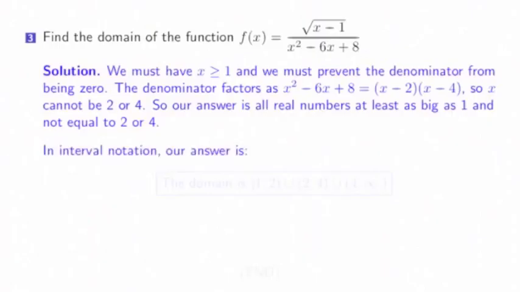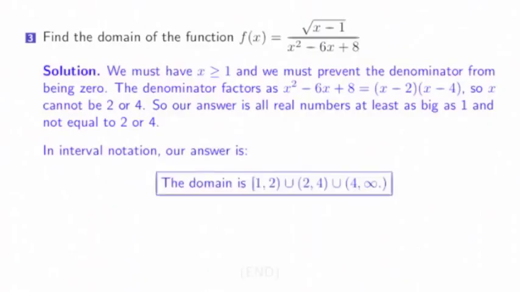In interval notation, our answer is this expression. It's the union of three intervals. The first interval, closed bracket 1, soft bracket 2, is all real numbers between 1 and 2, including 1 but not 2. And then we allow the interval from 2 to 4, all real numbers between 2 and 4, not including either 2 or 4. And then finally, the last interval, all real numbers bigger than 4.